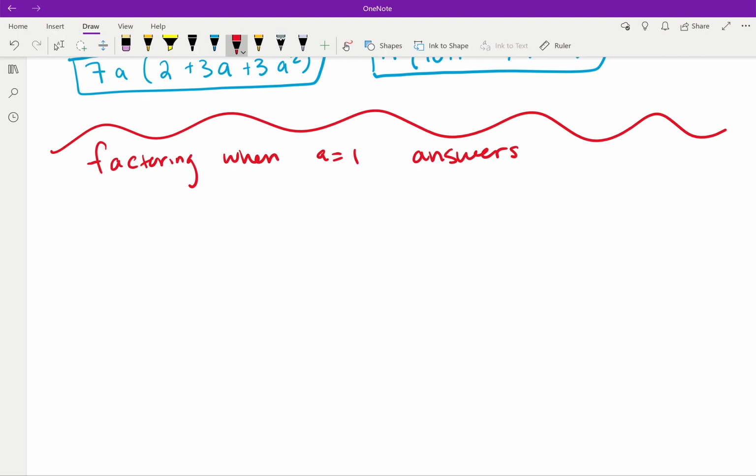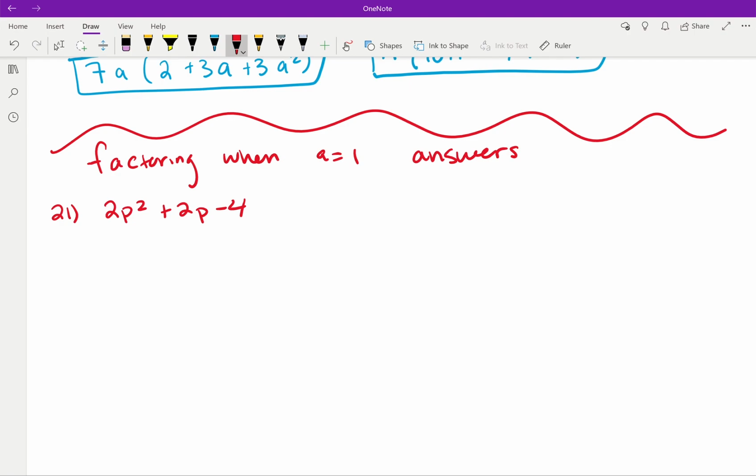Okay, so this video is going to go over factoring when a is equal to 1 answers. So the worksheet from last week, you had 6 problems. The first one was number 21, which states 2p squared plus 2p minus 4. So remember, this is when a is equal to 1.